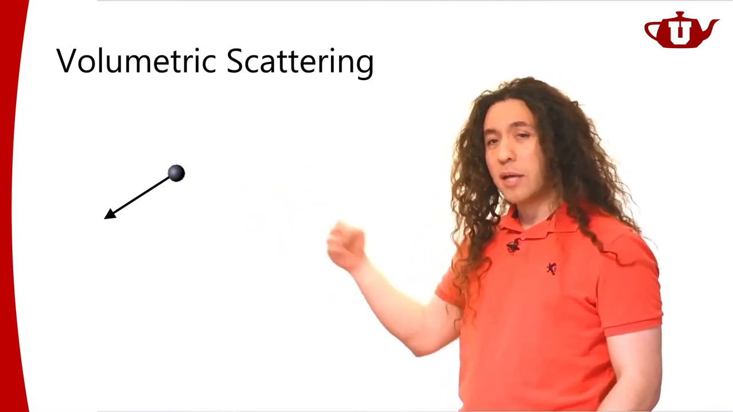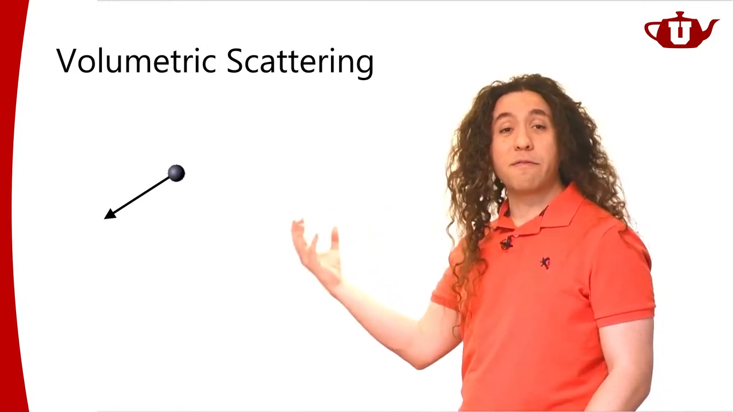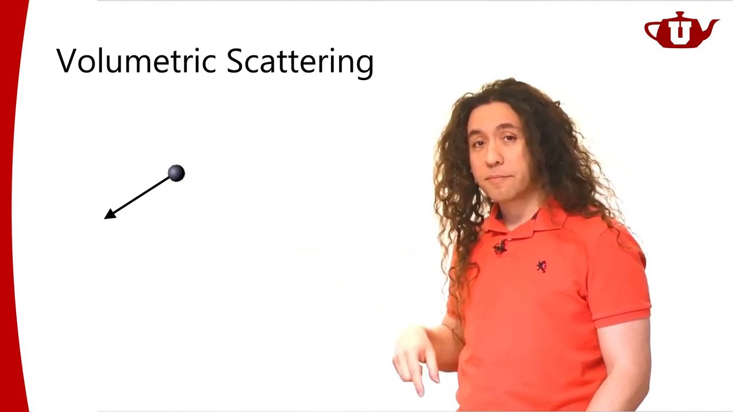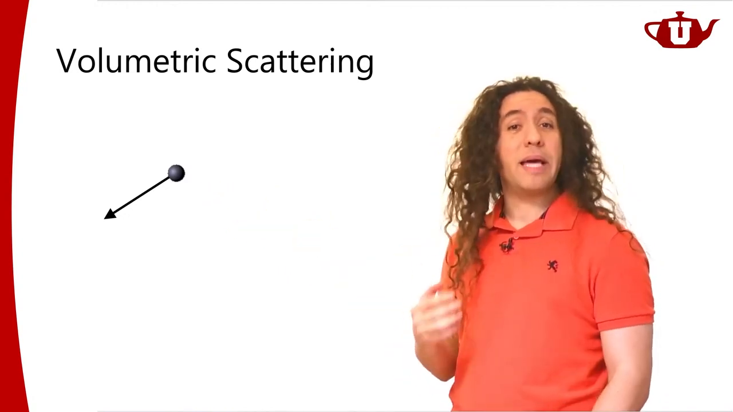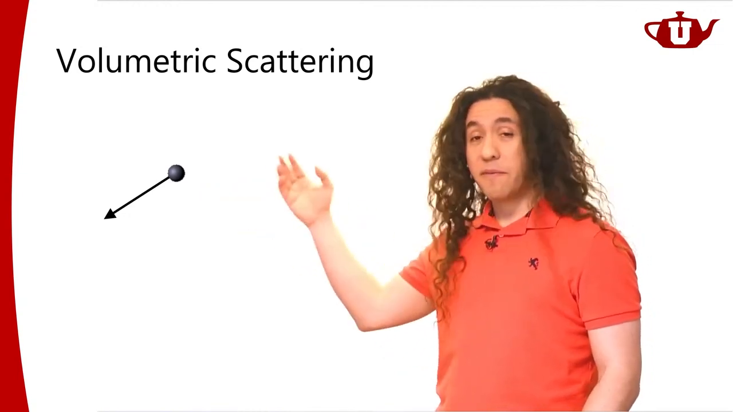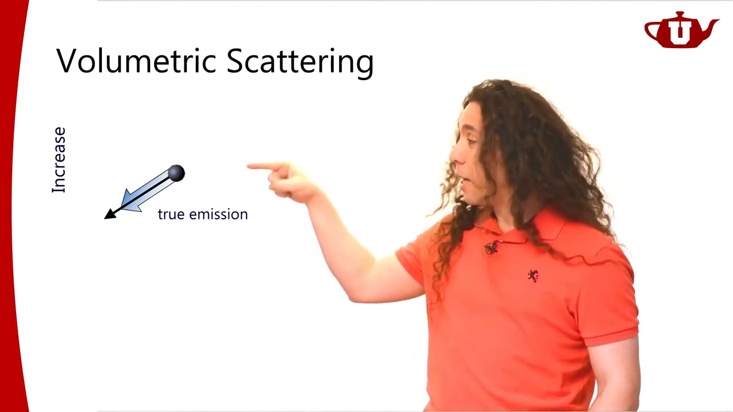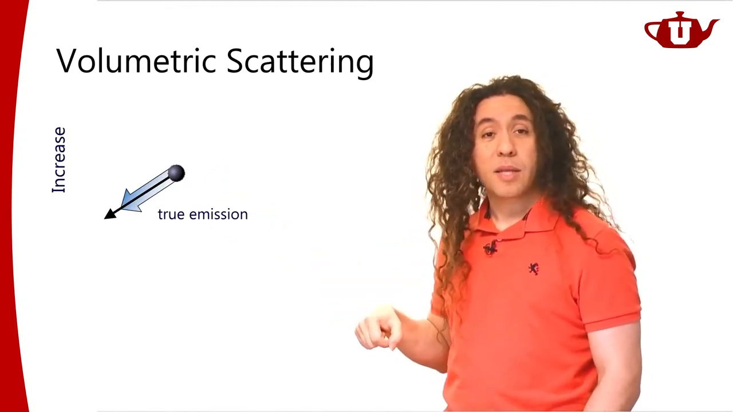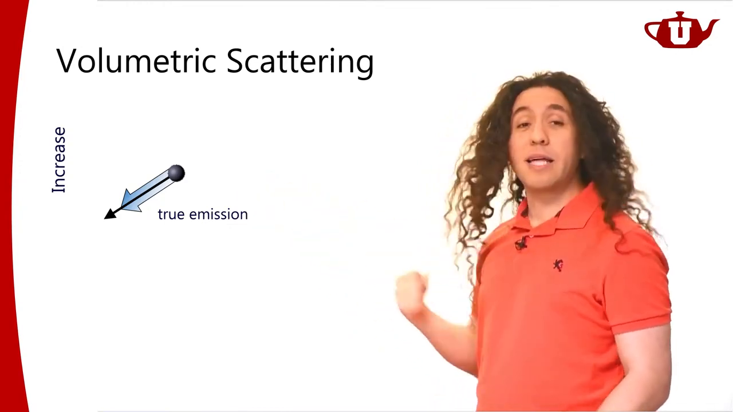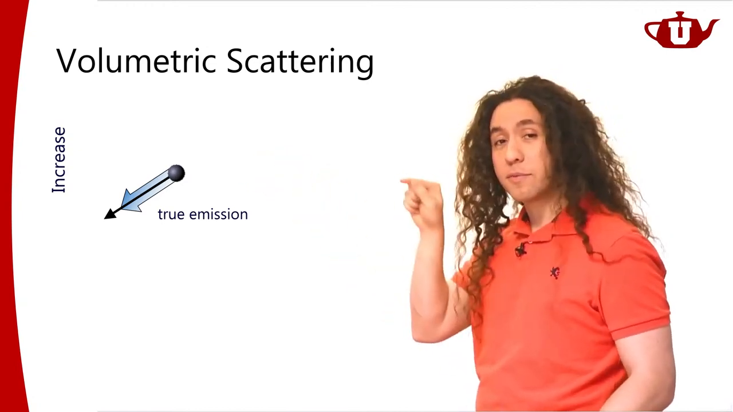And for each particle, I need to understand at least what kind of light I can get from that particle. Now, if this particle in the air is part of an explosion, it could be emitting some light, right? And if it's emitting some light, I will be seeing it. This particle has some emission, and I'm seeing that emission, all right? So this emission in the volume will increase the amount of light that I'm seeing, so it will add to the light that I'm seeing in my camera.